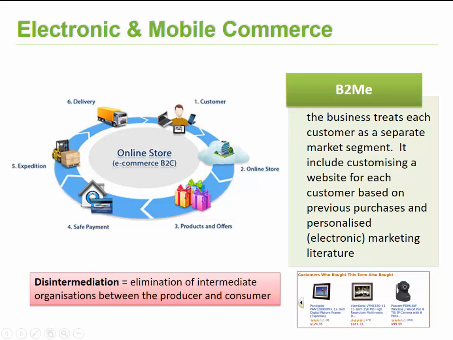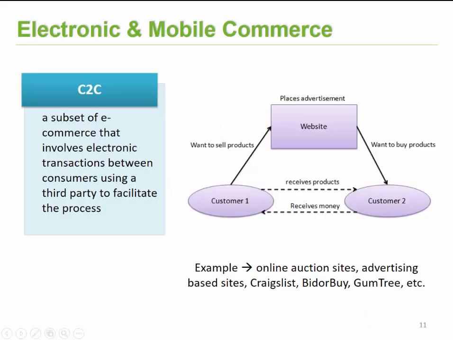The next e-commerce type is consumer to consumer. This is also a relatively new one that's gaining a lot of popularity, and it involves electronic transactions conducted between different consumers, and these consumers will typically make use of a third-party website. If you think about websites, it can include anything from Craigslist, Bid or Buy, Gumtree, OLX, etc. So we've got people that want to sell their products to other people.